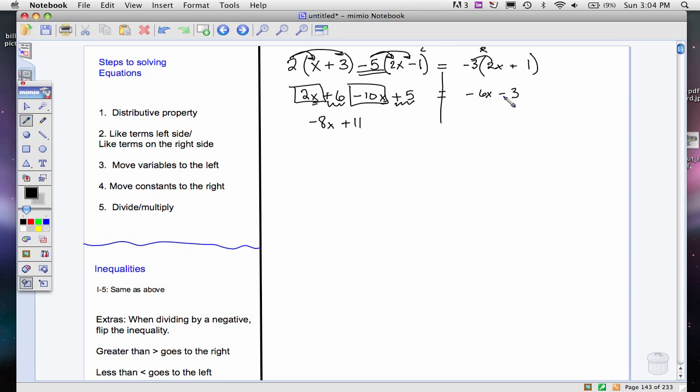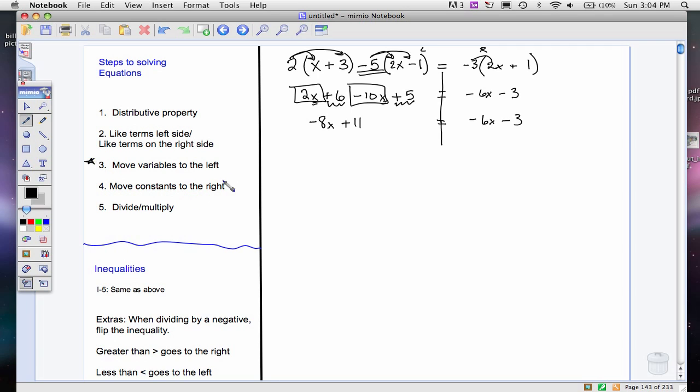On the other side, negative 6x and minus 3, those are not like terms. If there's no like terms to combine, you don't have to do anything. You just simply bring it down to the next step. So I'm going to bring down the negative 6x and the minus 3.